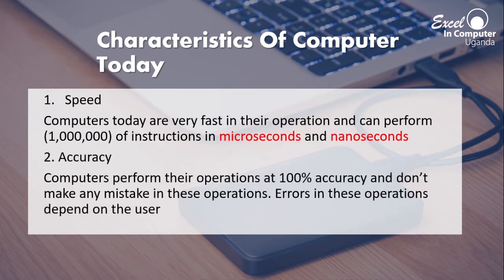Accuracy. Computers perform their operations at 100% accuracy and do not make any mistakes in these operations. Errors in these operations depend on the user. So maybe you are inputting some data and you enter the wrong figure. That means you have given the computer a wrong value. If you give such information to the computer, it will still follow its accuracy and process all the wrong values you have given to it, and will give you all wrong answers. So take care when you are putting your values in the computer, so that you use its accuracy to obtain accurate results.